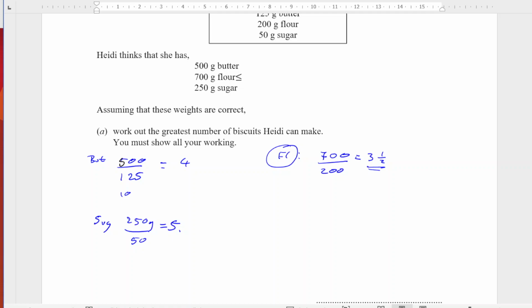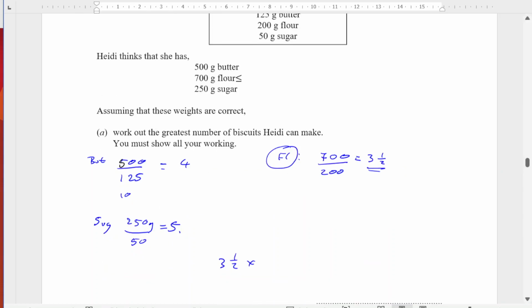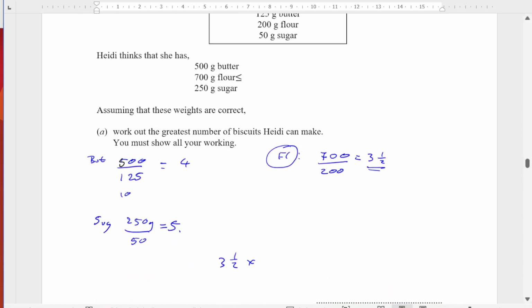So what we need to do is 3.5 times by how much the recipe makes. So if the recipe makes 12, 3.5 times 12. How you do that is up to you. I would say that 3 times 12 is going to be equal to 36, and then a half of 12 is going to be 6. So 3.5 times 12 is going to be 42. So she can make 42 biscuits.